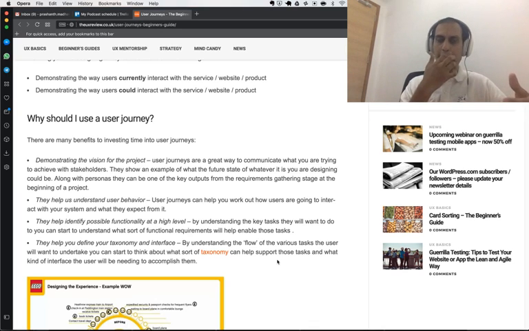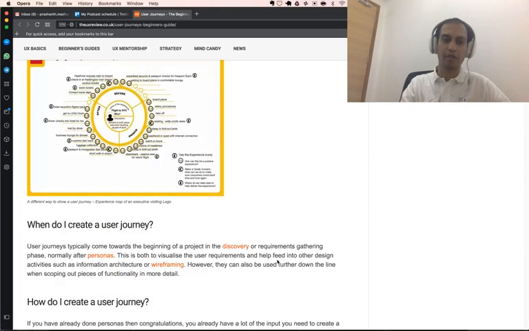And also, in a very practical way, it helps us identify the possible features or functionality at a very high level. So that's pretty much it. This is also used as a next step in terms of designing the wireframes and some of the other things, but it's a kind of side effect of why we do a user journey.